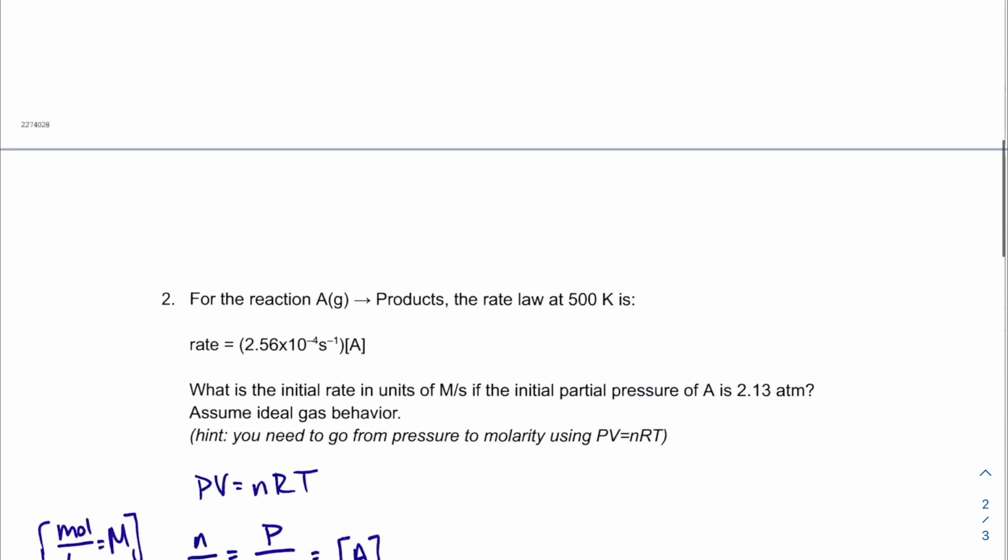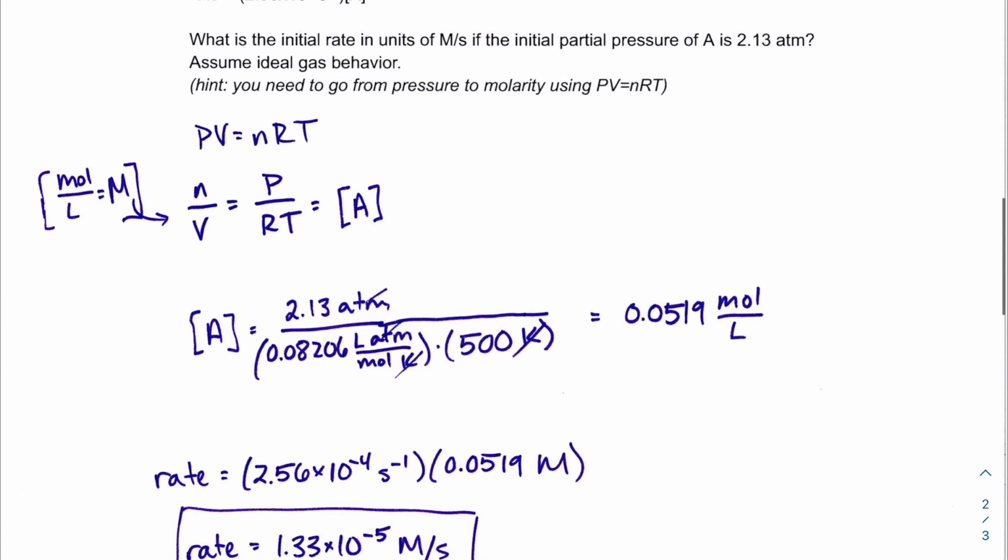Okay, so that's how you do the first one. Second one, we're given a rate law. We have the reaction A, which is a gas, turning into the products. And we are asked for the initial rate, specifically in units of molar per second. So the problem is here that we're not given the concentration of A. We're given the initial partial pressure. For our units to line up, we need the concentration of A in molarity so that we can have our rate be in molar per second.